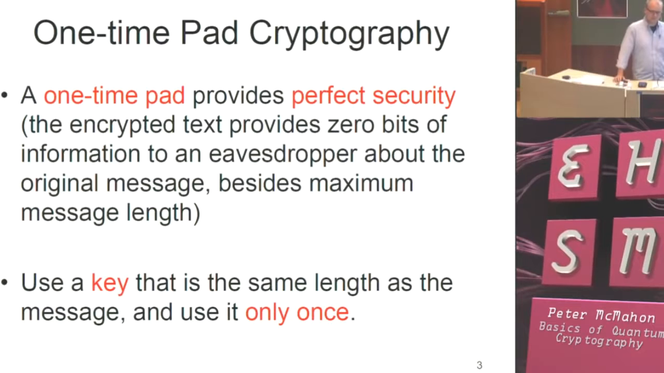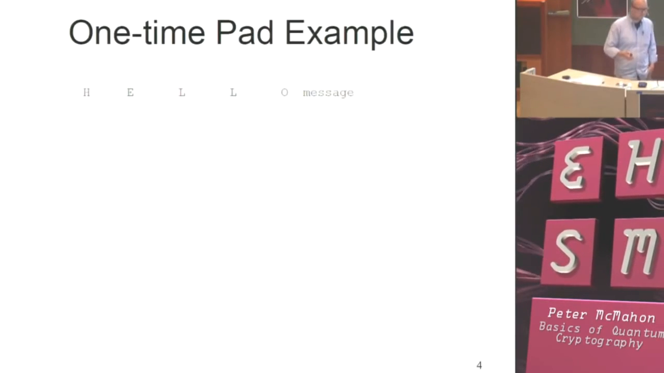Zero bits of information about what is contained in that message. Basically, the only information that an eavesdropper would get if they intercepted the message was some limit on how long the message could possibly be. But a very important point about this is that one-time pad cryptography is only perfectly secure if you use it one time per key. You must not reuse a key. Otherwise, people can start to do some statistical analysis on the messages and start to glean information.